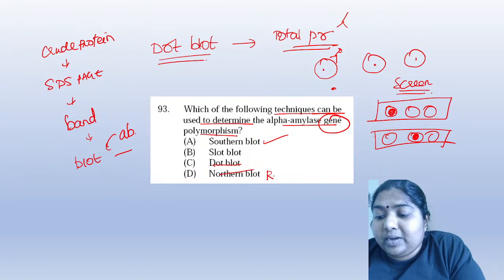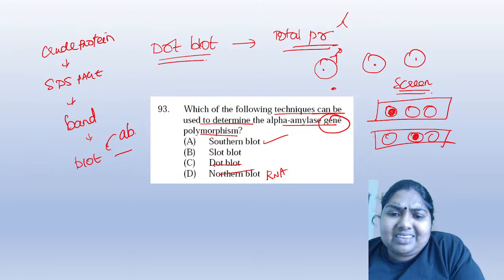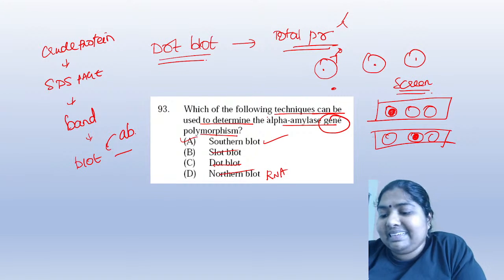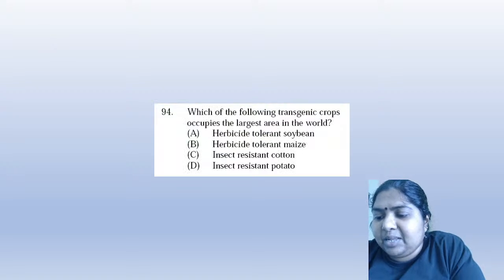Northern is meant for your RNA. Slot blot is different. Southern blot is only for the gene. So hence A is the answer. Good. Yes, Mohammed, Sheenal, Siji, Lipika, Prachi.